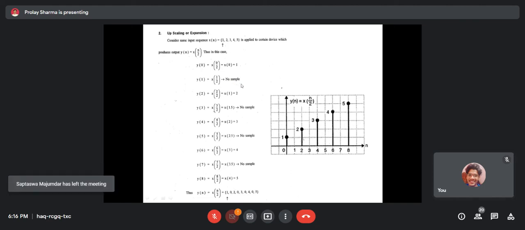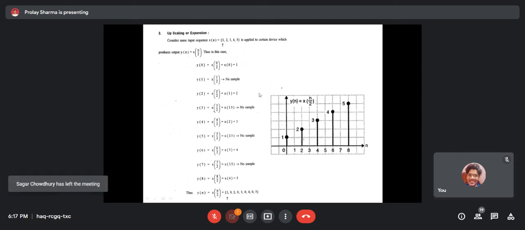So we just wrote no sample value. Now n equal to 2, according to the equation y[2]. Here also we see that we skip n equal to 1 because we didn't get any sample value here. So if n equal to 2, then y[2] is x[2/2], which is x[1], and according to the equation it is 2. Next, if we consider n equal to 3, we got x[1.5], and in that x[1.5] there is no sample value at all.